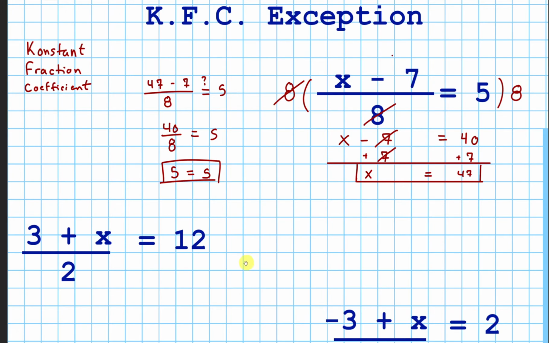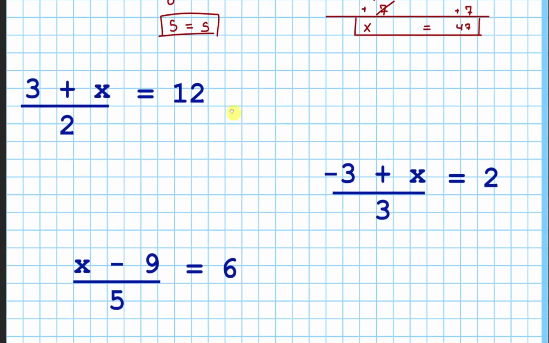So let's do a couple practice problems, just to be safe. I've got K.F.C., K, F, but no C. Looks like the constant is on top of the fraction. So I'm going to eliminate the fraction first in this scenario. I'll multiply both sides by 2. I ran out of room here. Slice and dice the 2's on the left-hand side. We end up with, let's put a little line here for some order, 3 plus x equals 12 times 2, 24.